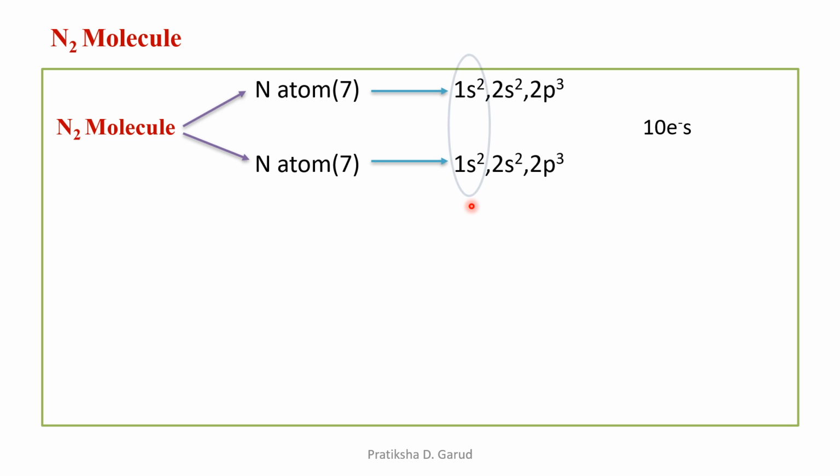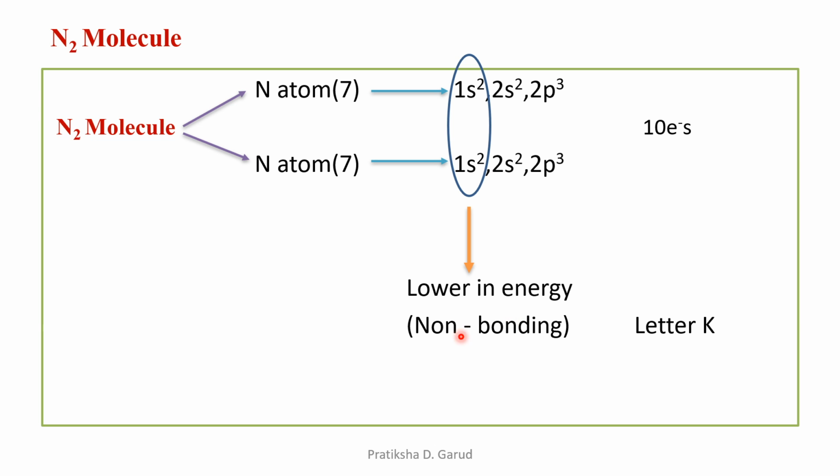Now here we know that the 1s2 atomic orbitals are lower in energy and hence they are not used for bonding, and hence known as non-bonding. So while writing the MO electronic configuration, we have to use a letter K, and as there are two 1s atomic orbitals, we have to repeat the letter K. Why K? Because these electrons are present in the first shell, and the first shell is known as the K shell. So only the 2s and the 2p of the first nitrogen and the 2s and the 2p of the second nitrogen are used for the bonding purpose.